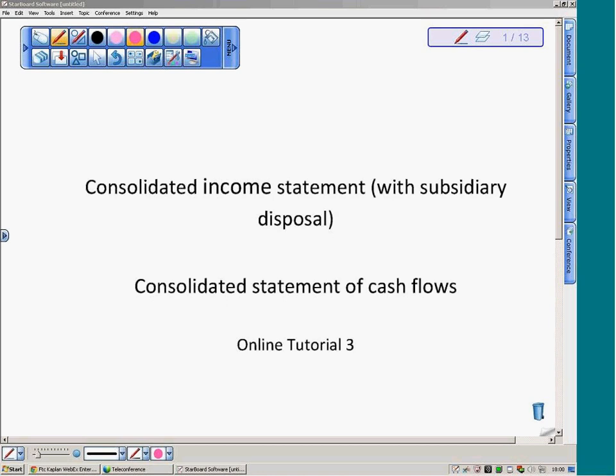I make that gone just 6 o'clock, so I am going to crack on. So a couple of you joining us this evening for our online tutorial for FAR, and this tutorial is all about the consolidated income statement and the consolidated statement of cash flows.